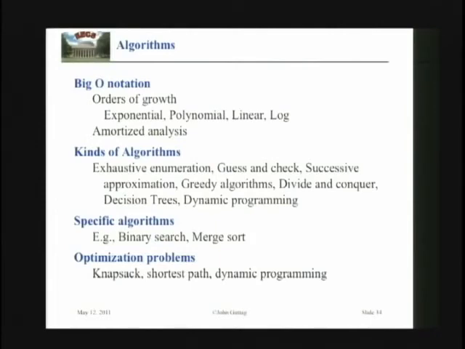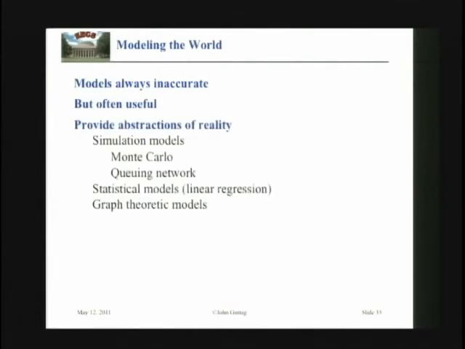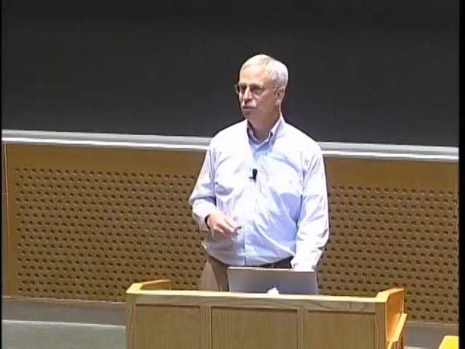We looked at big O notation and various kinds of algorithms, a lot of kinds. I've sent a list of specific algorithms, and particularly we looked at optimization problems. We spent a lot of time on modeling the world, keeping in mind that the models are always wrong, but nevertheless, they're often useful. They provide abstractions of reality. So we looked at two kinds of simulation models, Monte Carlo and queuing networks. We looked at statistical models, for example, linear regression, and we looked at some graph theoretic models. Those are not the only techniques, but they're very useful techniques.